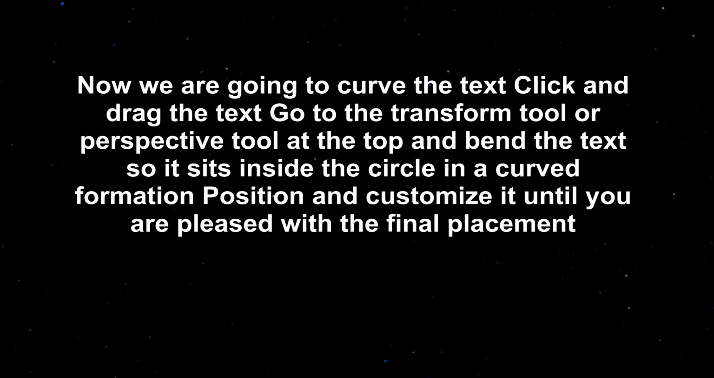Now we are going to curve the text. Click and drag the text. Go to the Transform tool or Perspective tool at the top and bend the text so it sits inside the circle in a curved formation, and customize it until you are pleased with the final placement.